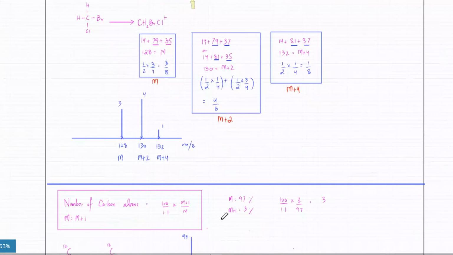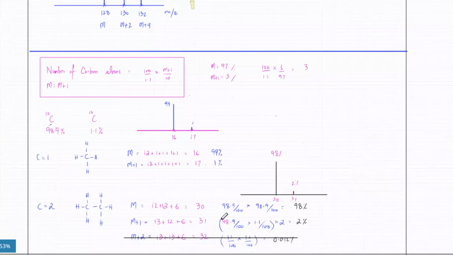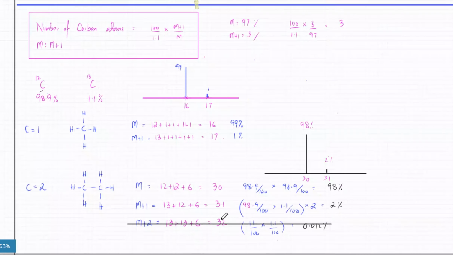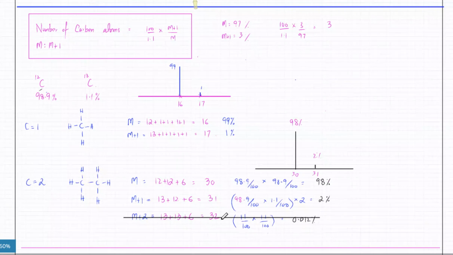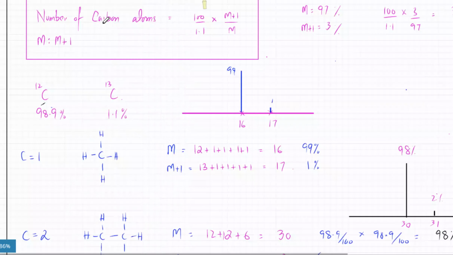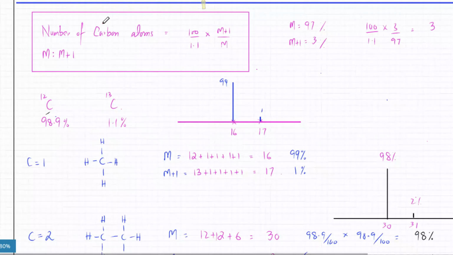Last thing, mass spectroscopy. You can also figure out the number of carbon atoms in a molecule. How do you do that?